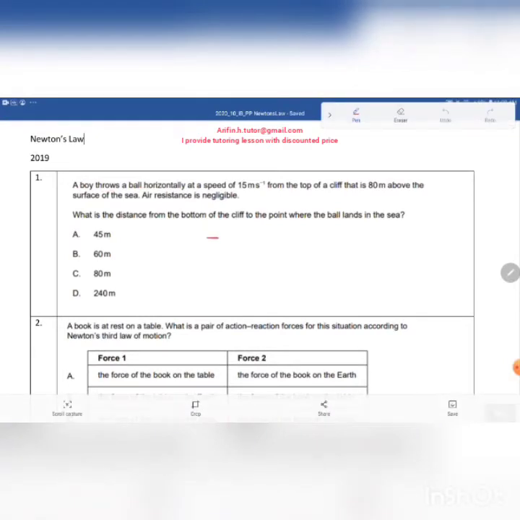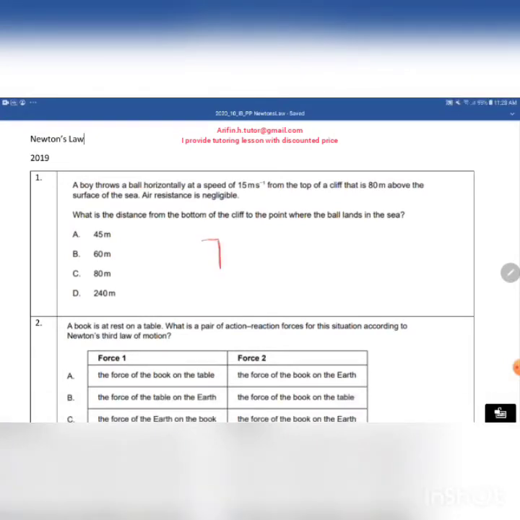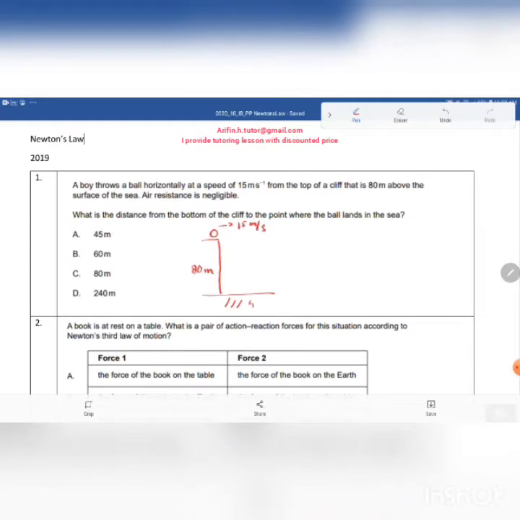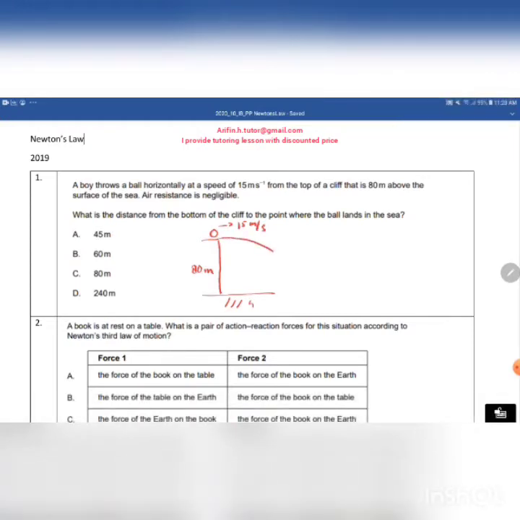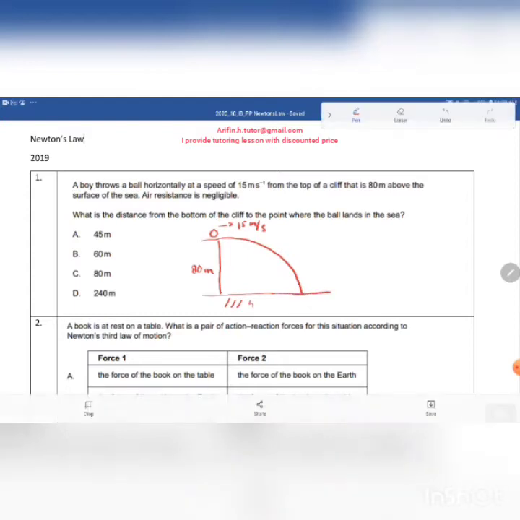A boy throws a ball horizontally. So actually this is the top of the cliff, and the height is 80 meters. And then there is the ball with the horizontal speed 15 meters per second. Of course, this ball will move in a parabolic curve. So, just take a look here. You need to divide, okay, how to solve this, into the y-axis and the x-axis.